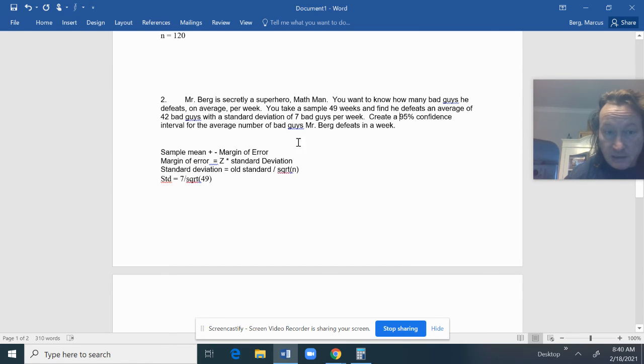In a 95% interval, so you're going to look your Z up. I'll let you do that. Z at 95%. You're going to multiply those two to get your margin of error. Then you're going to start with your sample mean, which is 42. And you're going to plus or minus that.